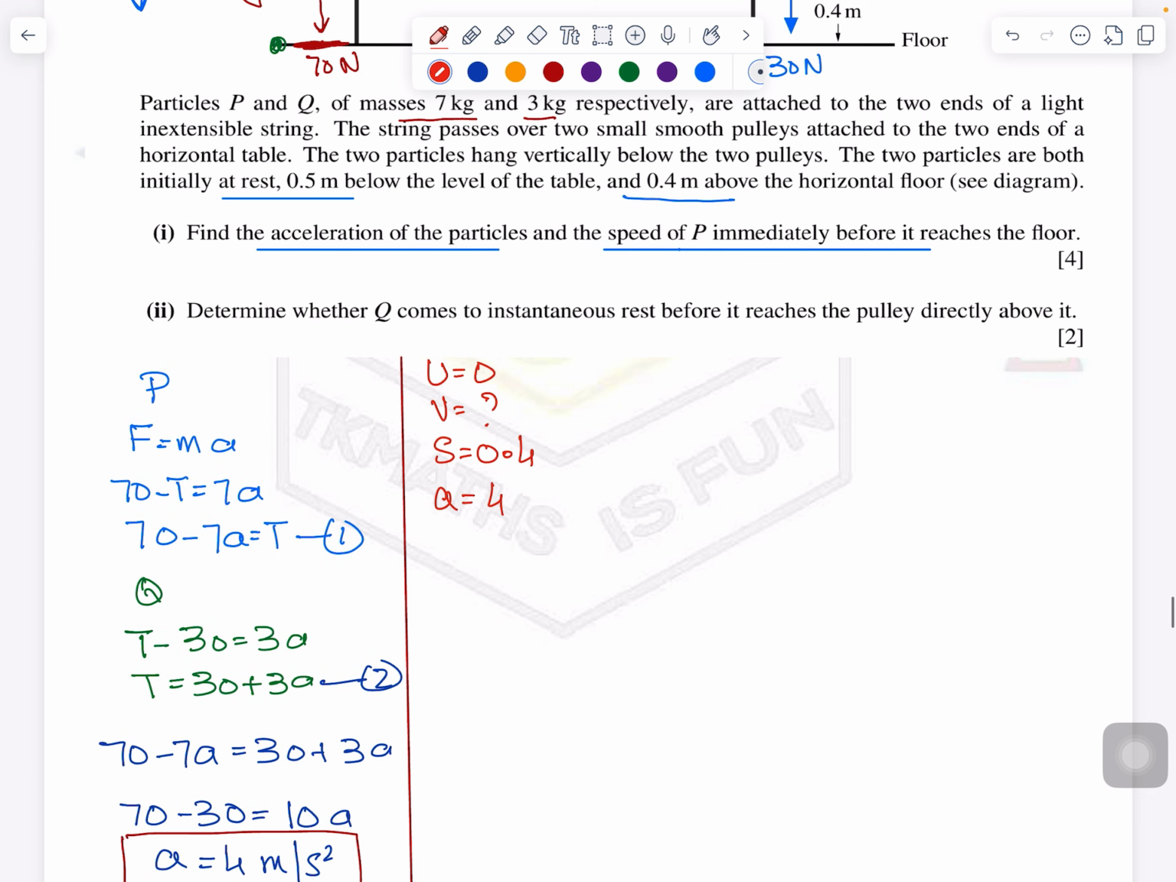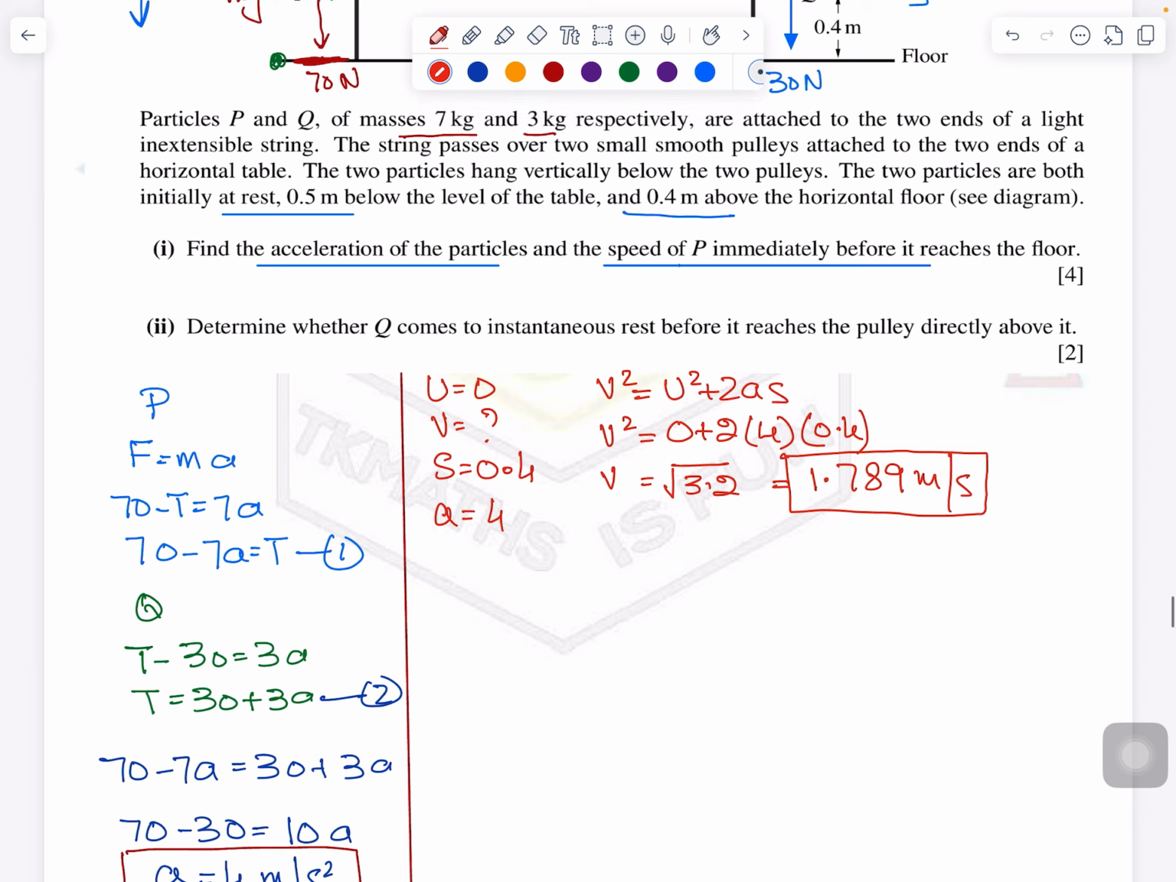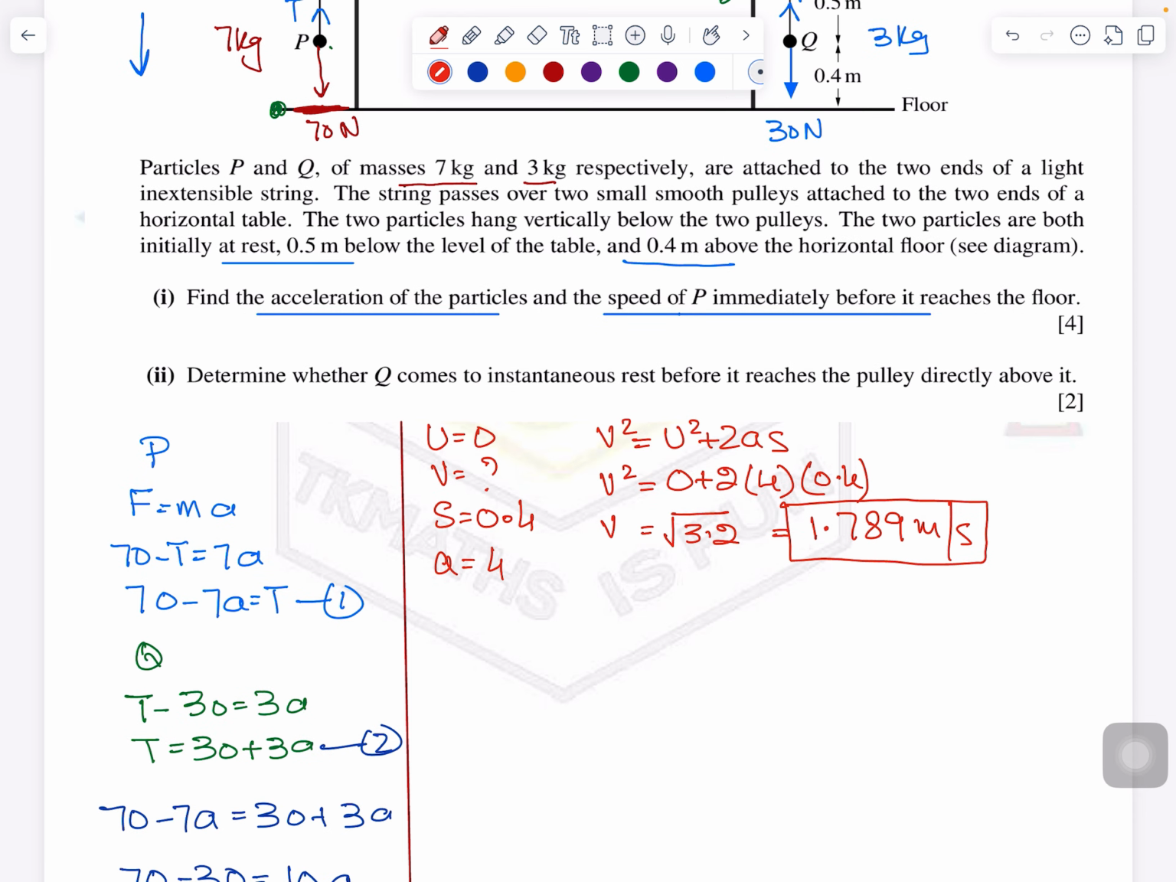So we can use the equation V squared is equal to U squared plus 2AS, right? U is 0, so we get V is equal to root 3.2, which is equivalent to 1.789 meter per second. So this is the velocity of particle P when it reaches the ground, and definitely Q is also having the same velocity. This is part 1 finished.